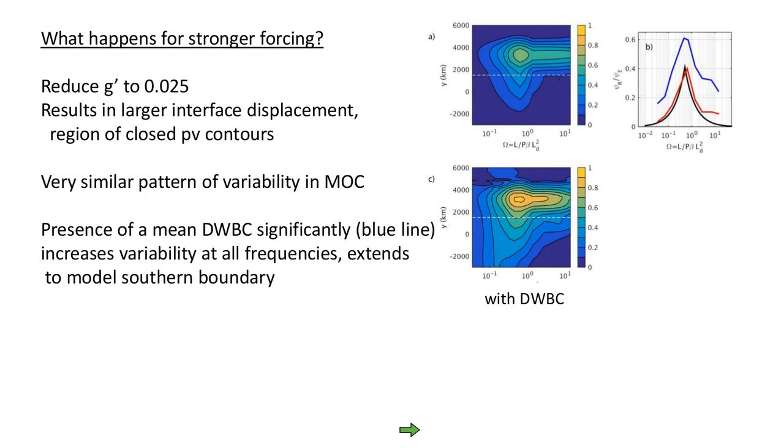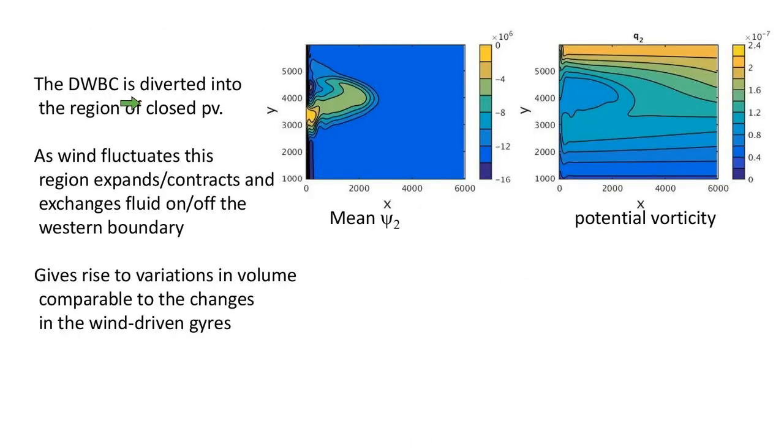The mechanism behind that, I don't really have a theory for it, but I can describe what happens. Here, the mean deep western boundary current is diverted into the interior because there's such a big PV barrier here. So this is the mean transport stream function in layer 2. You can see deep western boundary current comes in here, diverts off into the interior, comes back to the boundary, and goes back out to south.